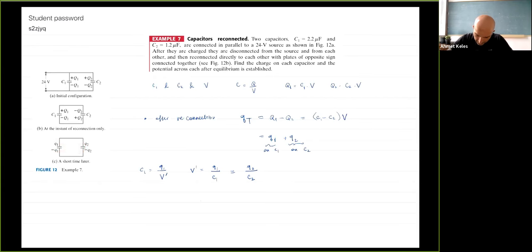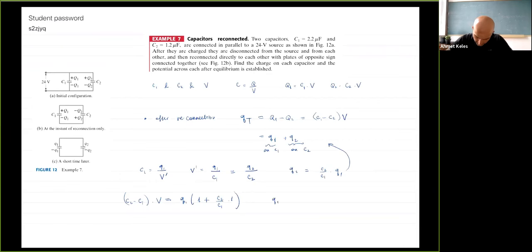But from this, I already found some relation between Q2 and Q1. Q2 is equal to C2 over C1 times Q1. Now I can put this back in here and find an expression for Q1. Let's do this. Q total, which is C2 minus C1 times the initial voltage, is equal to Q1 plus Q2. I take the Q1 parenthesis. This is 1 plus C2 over C1, right? Then here, okay, this kind of looks like Q. It's not, it's just 1.